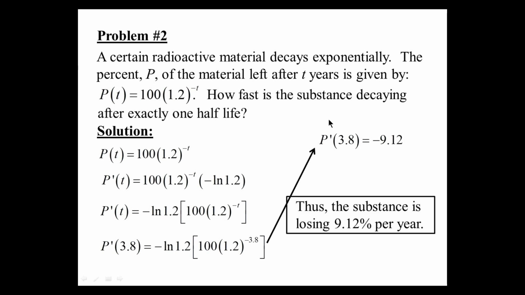The substance is losing 9.12% per year, because this is losing because it's negative 9.12. Now it's percent per year because this derivative is dy by dx, and y is p and x is t. So it's percent, because that's p, per year, and that's t.